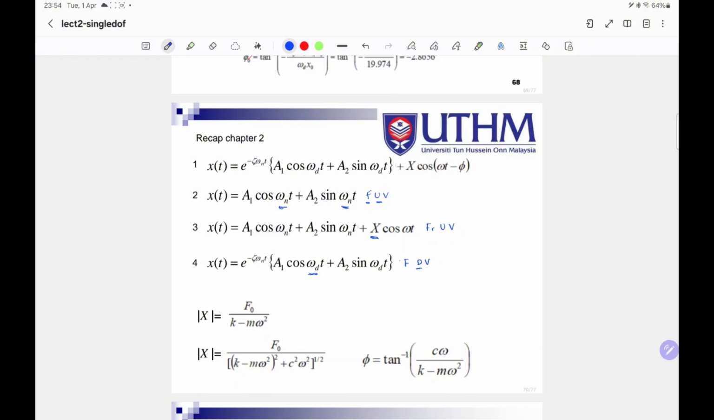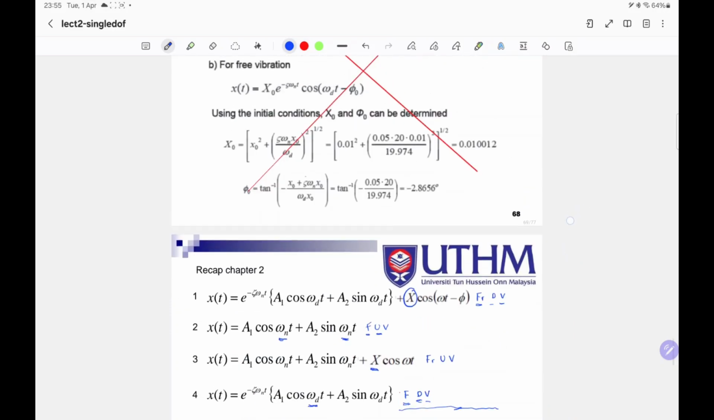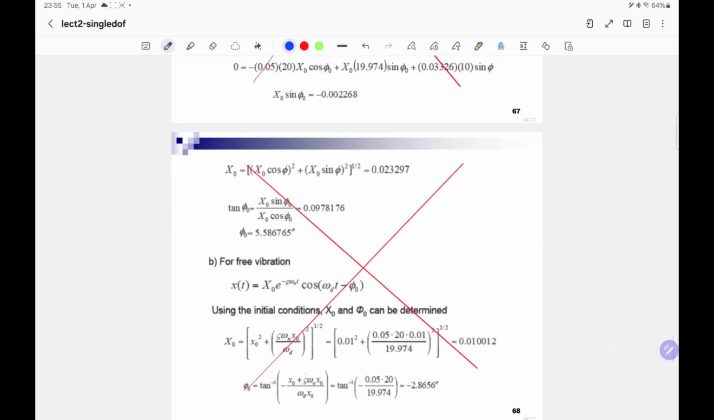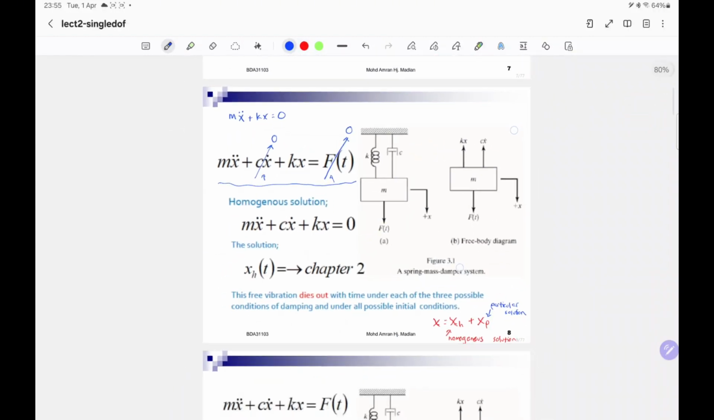Okay, and then this is for forced damped vibration. The difference between forced damped vibration and free damped vibration is that for forced we have X capital, and for free we don't have any X capital in the equation. Okay, so this is on the second last page of your lecture notes. Alright, so let's go back to here.